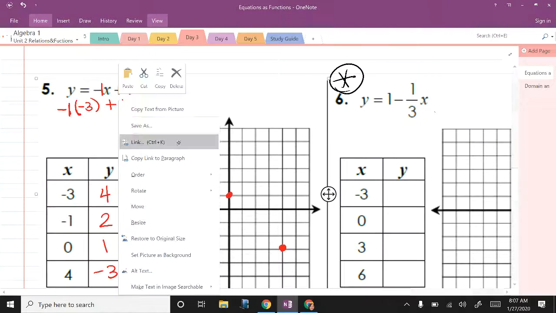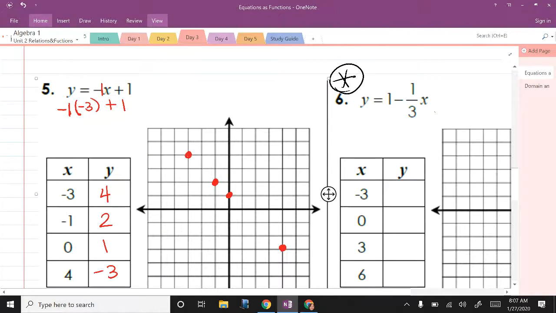I'm trying to draw my line. I gotta figure out how to make this touch screen not so touchy. It's a little touchy. Stop. Okay.